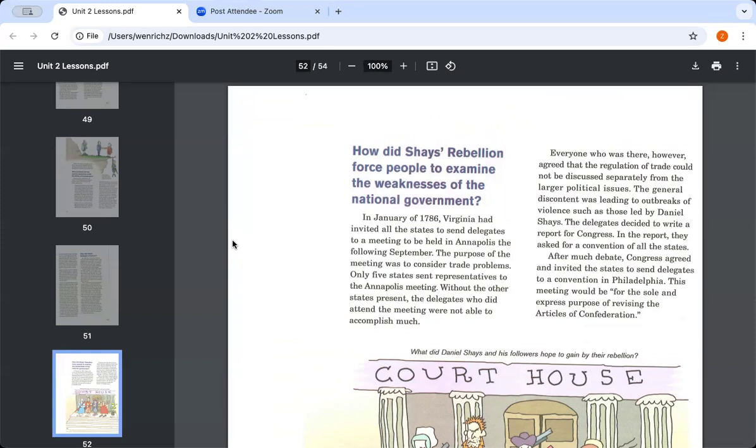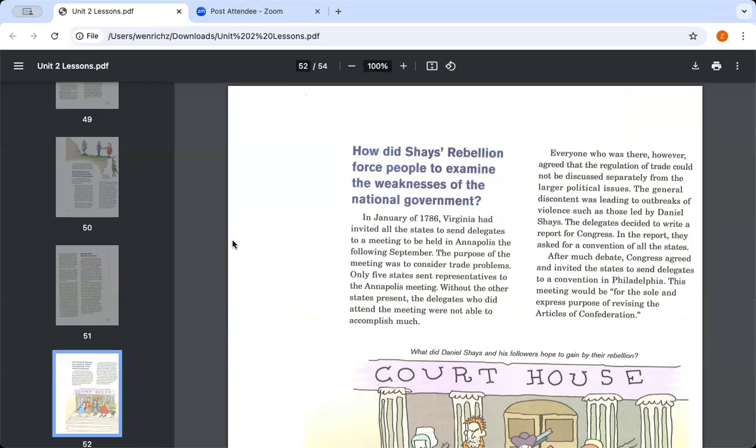In January of 1786, Virginia had invited all the states to send delegates to a meeting to be held in Annapolis, that's in Maryland, the following September. The purpose of the meeting was to consider trade problems. Only 5 states sent representatives to the Annapolis meeting. Without the other states present, the delegates who did attend the meeting were not able to accomplish much.